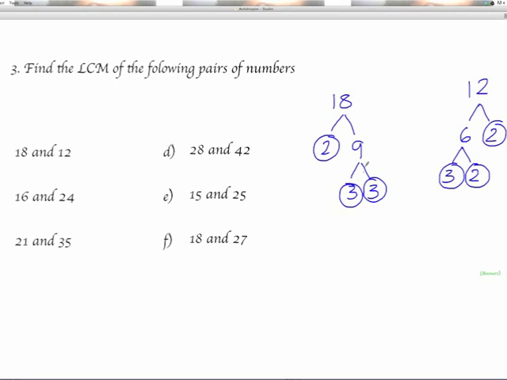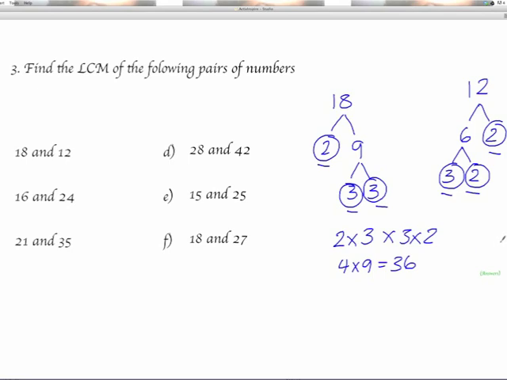So if I want to find the lowest common multiple, I've got 2 times 3 times 3 times 2. Okay, so that's just 4 times 9, which is 36. So that is the lowest common multiple for 18 and 12.